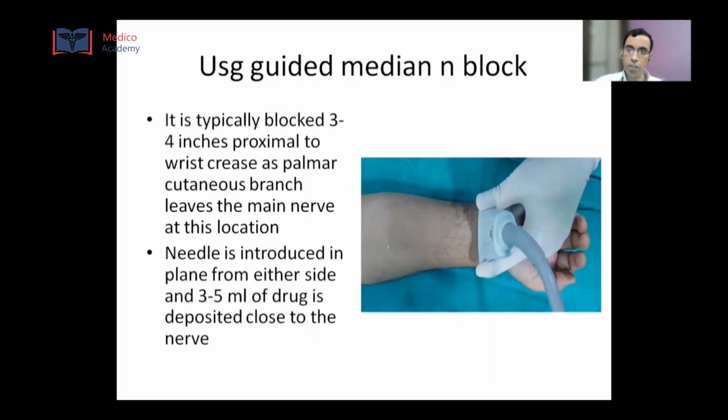For giving an ultrasound guided median nerve block at the level of the wrist, again, this block is given at around 3 to 4 inches proximal to the wrist crease, as the palmar cutaneous branch can leave the median nerve at this point. The needle is introduced in plane from either side and 3 to 5 ml of drug is deposited close to the nerve.